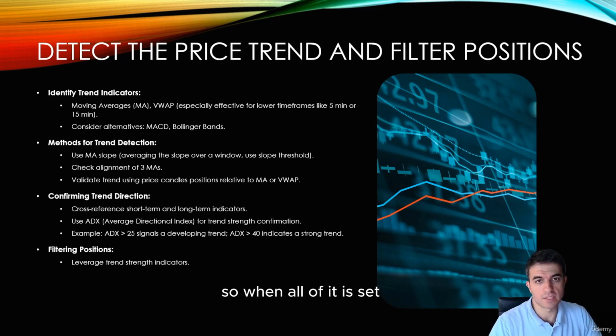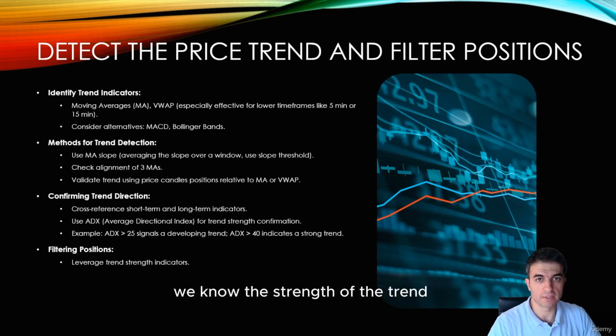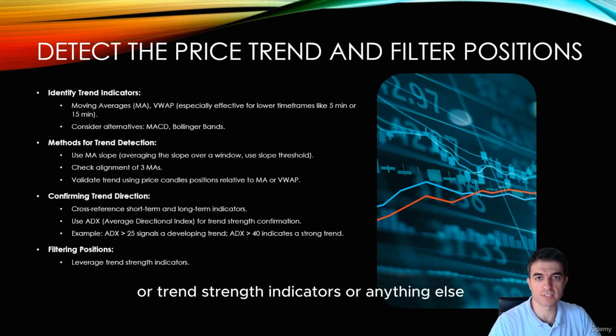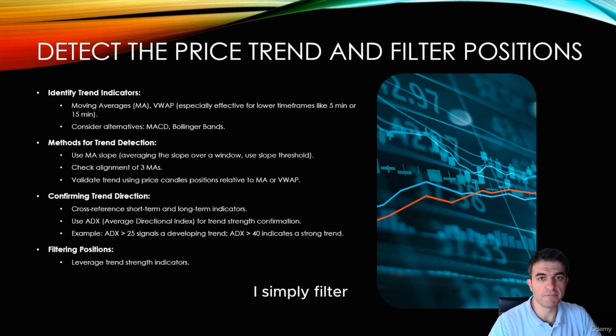So when all of it is set, we have the trend, it's confirmed, we know the strength of the trend, and we take a decision. We need to discuss how to filter trade positions to align with the identified trend. This could involve using moving average crossovers or trend strength indicators or anything else. So in my case, I simply filter the positions in the direction of the trend.